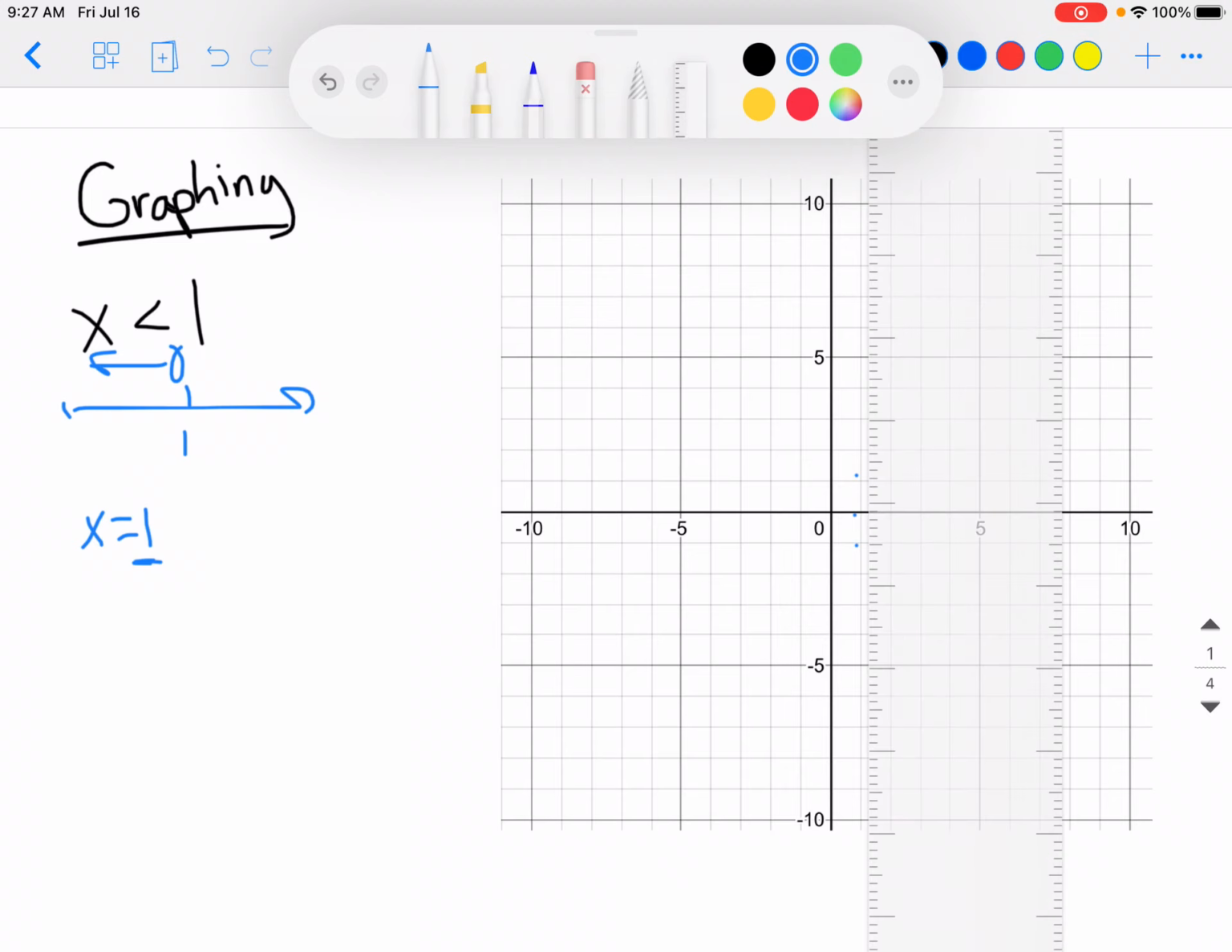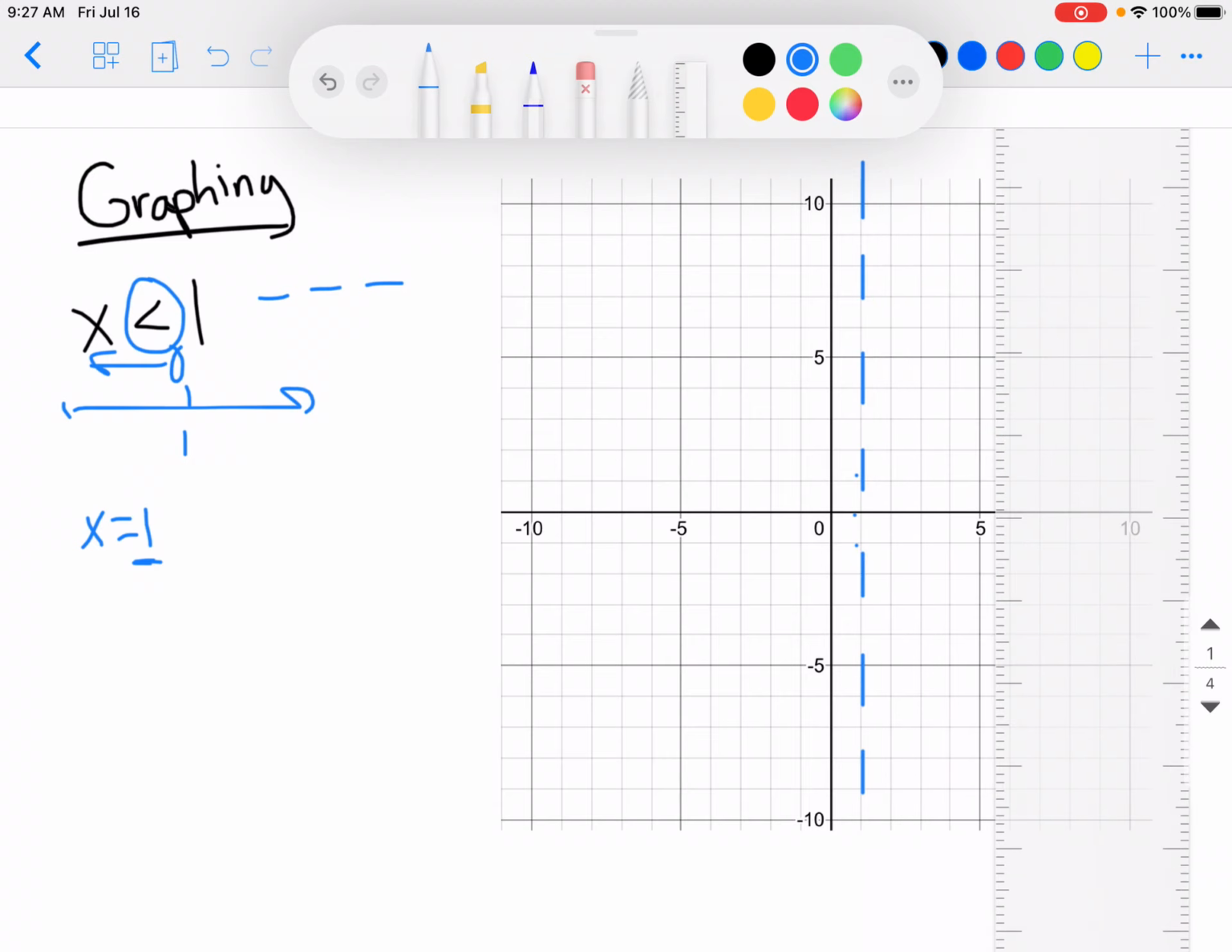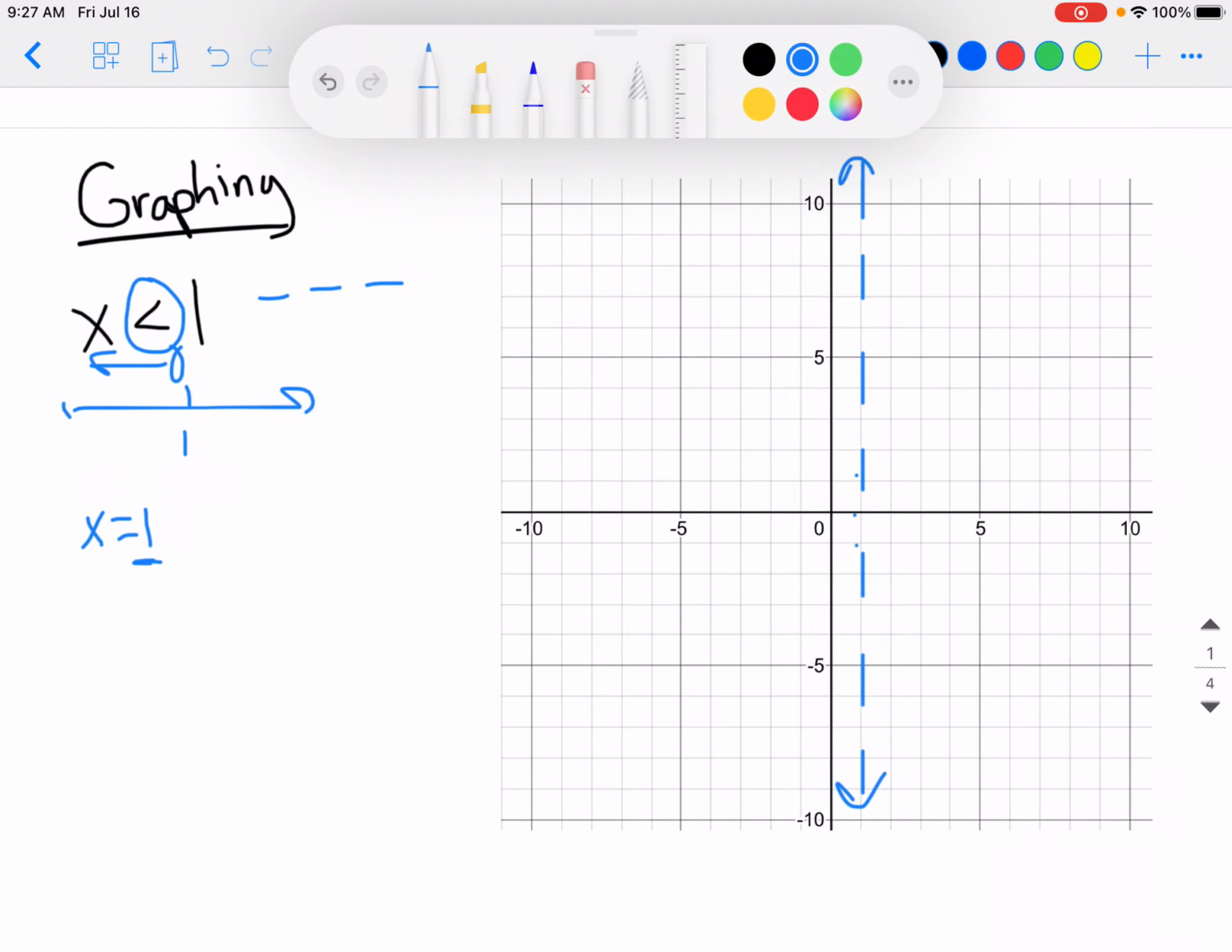All right, I need to take a look at my inequality. My inequality is less than, not less than or equal to. So that means that my line is going to be a dashed line. And so I need to do a dashed line to the best of my abilities here. Perfect. All right, and then I'll put arrows to show that it goes on in both directions infinitely.